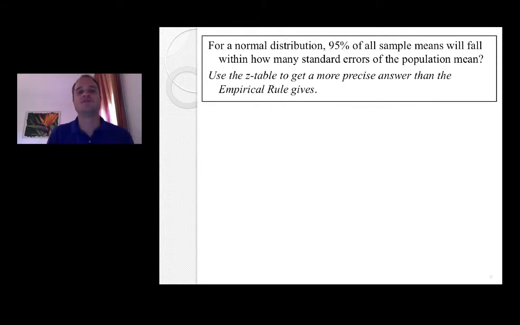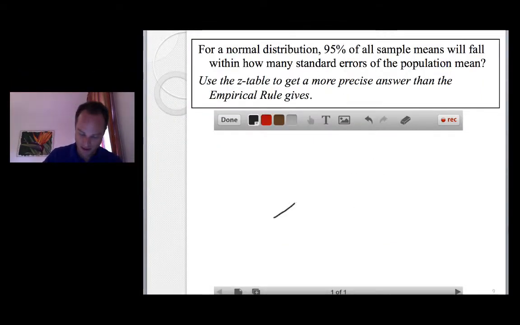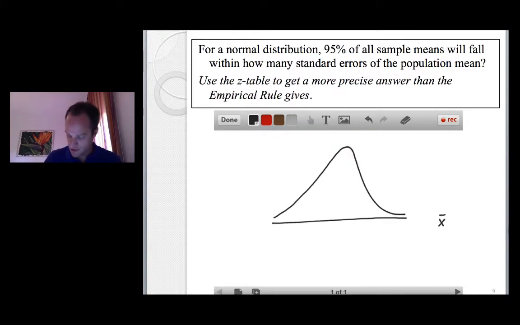But I'm asking you to use the z table to get a more precise answer, possibly up to 4 decimal places. It's going to be close to 2 by the empirical rule, but when constructing confidence intervals, when using critical values, we're going to use as precise an estimate as we can of these standard errors, of these z's. So let's do that now. Let's start with the normal distribution. And we're talking about a distribution of x bars, a sampling distribution, which we know is centered at the true mean.